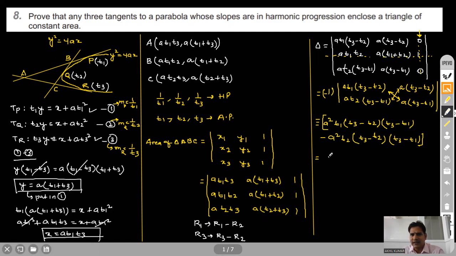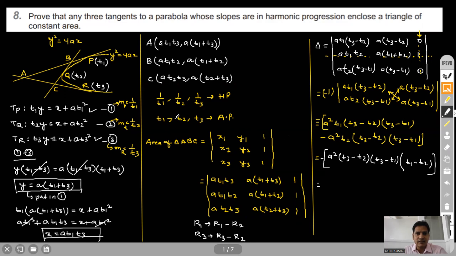We are getting this A square. Let me put the negative sign first. And this A square, and T3 minus T2, T3 minus T1, we are getting this common from both the terms, right? So what we are left with is T1 minus T2. So basically what we got is T3 minus T2 into T3 minus T1. It is representing a D basically.